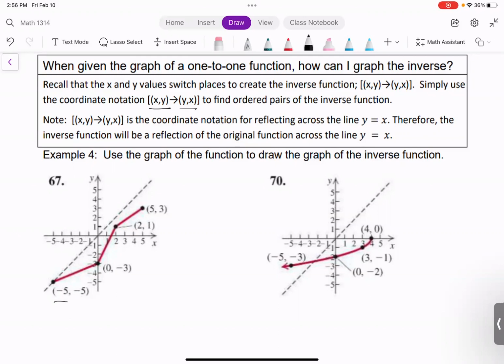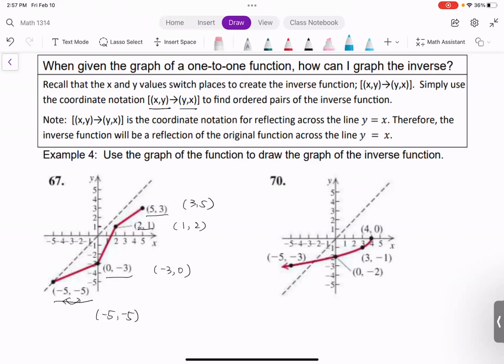Okay, let's swap them. We have 4 key points on the function. For example, I call it function f. Then its inverse function must have these 4 key points. They are, after swapping, -5, 5, and -3, 0, 1, 2, and 3, 5. So let's find these key points.